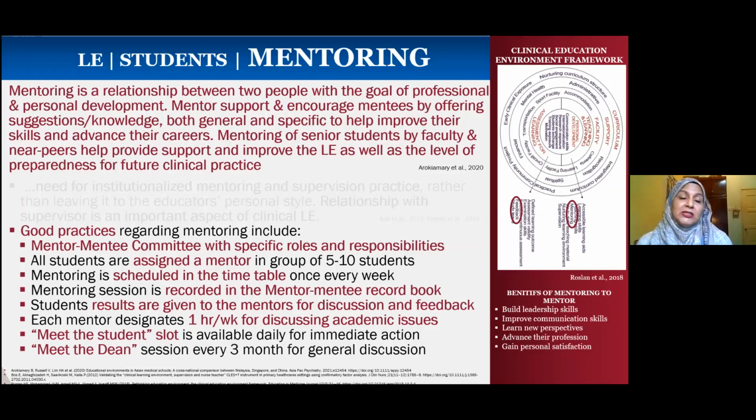A meet-the-dean session is conducted in some of the universities every 3 months for general discussion. And in this discussion, the students really pour their hearts out to the dean to tell them what problems they are having and how they are perceiving the learning environment.